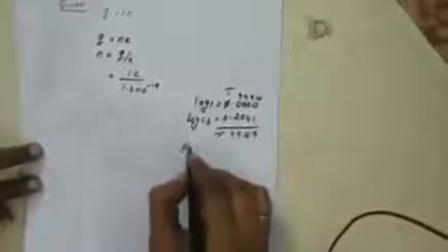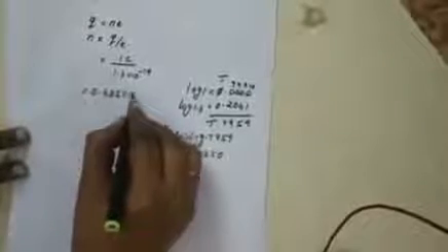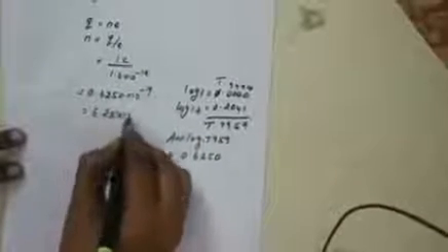Taking the anti-log of 7959, we are getting 0.6250, which is equal to 0.6250 into 10 power minus 19. So 6.25 into 10 power 18 is the number of electrons.